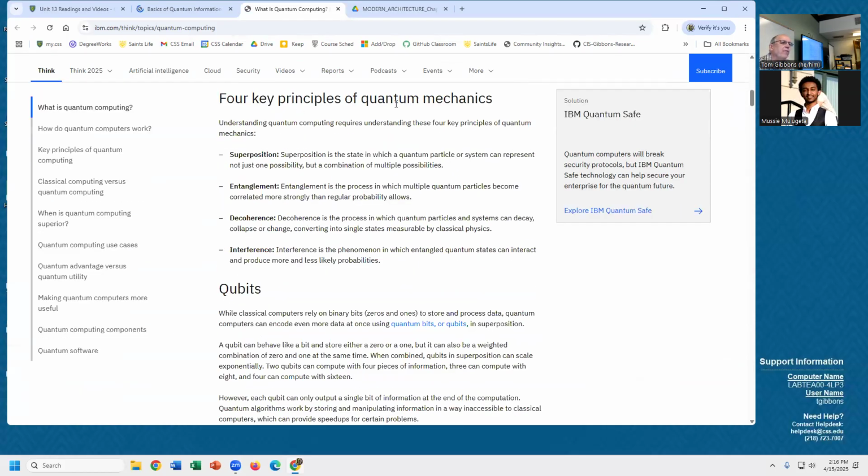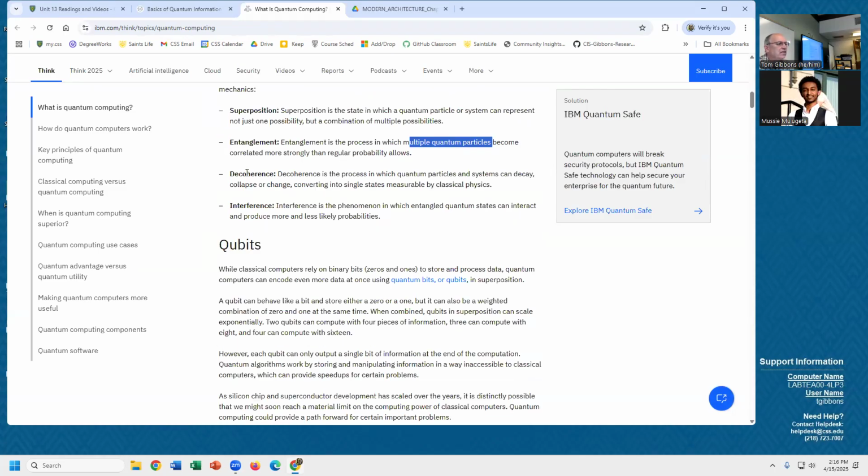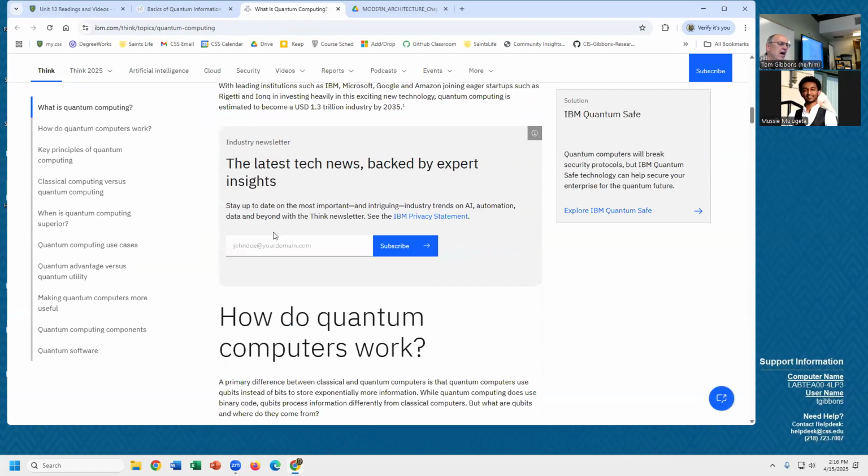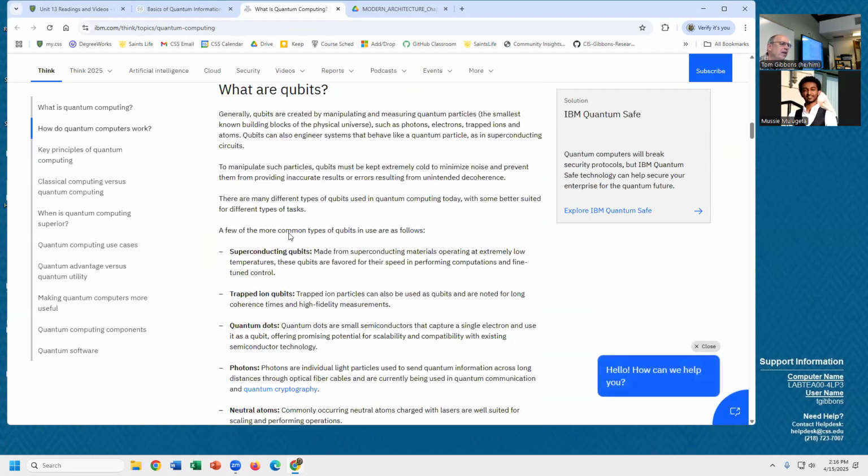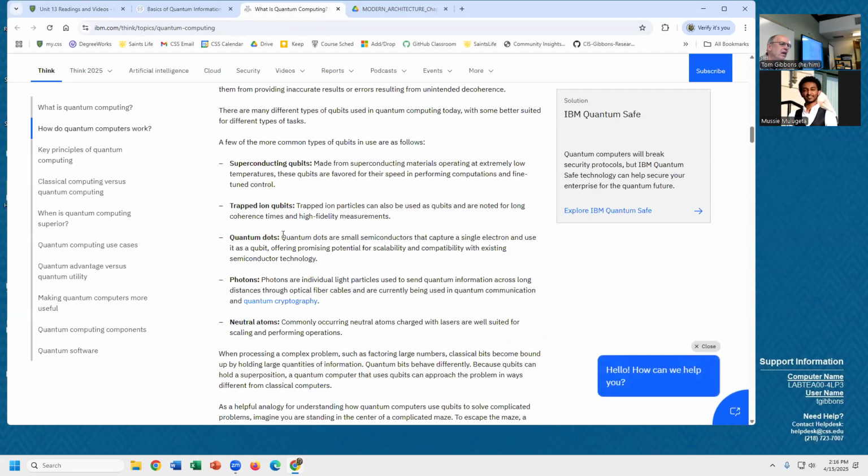So they talk about 4 key principles. Superposition states that a quantum particle can be not just one possibility, but a combination of multiple possibilities; it can be 0 and 1 at the same time. Entanglement is that we can have multiple quantum particles correlated or tied together. We run into some problems with interference in different ways and how to read this. They talk about these qubits here, what a qubit is.